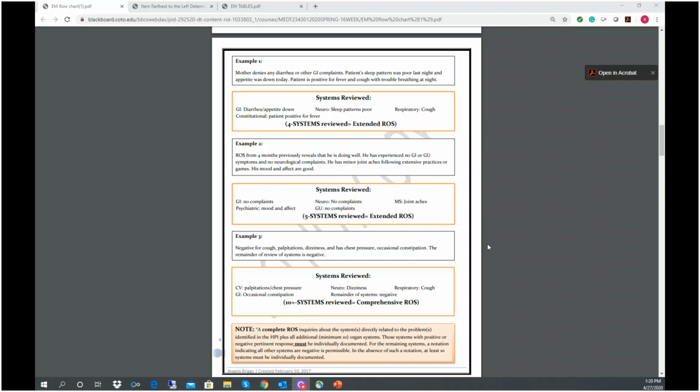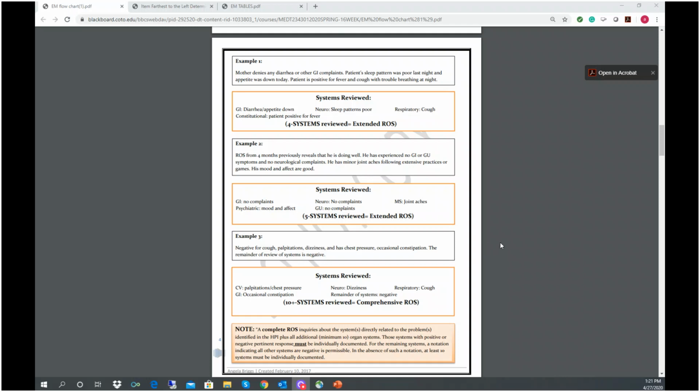Example 2: review of systems from 4 months previously reveals that he is doing well. He has experienced no GI or GU symptoms, no neurological complaints. He has minor joint aches following extensive practices or games, and his mood and affect are good. So we have GI, no complaints. Psychiatric, mood and affect. Neurological, no complaints. GU, no complaints. In MS, or musculoskeletal, we have joint aches. So we have 5 systems here, which is an extended ROS because it's, again, between 2 and 9.